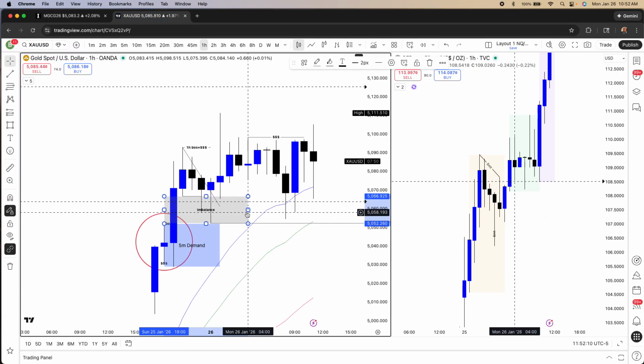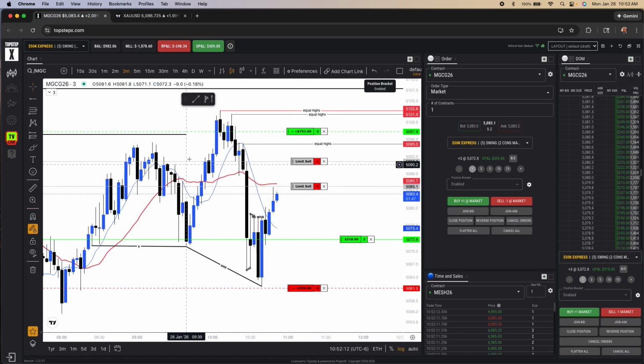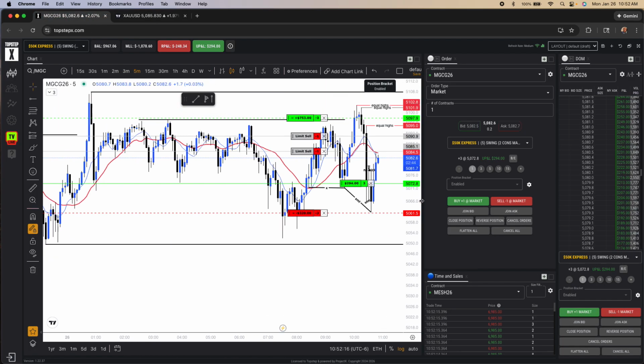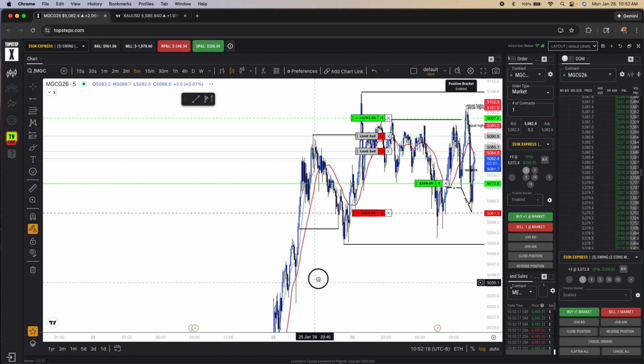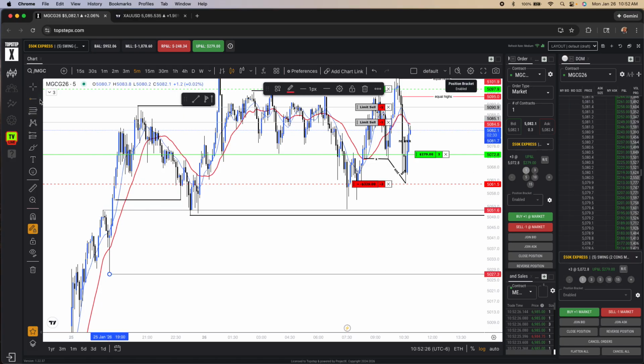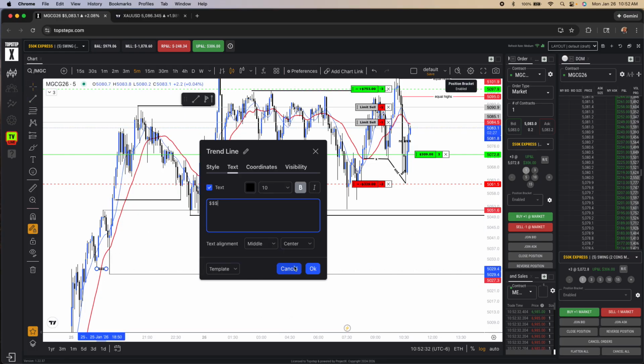So on, what is this? On TopStepX, we came all the way into the zone, but on TradingView we did not. So right here is the zone on TopStep, and you can see we clearly came and tapped into the 5-minute demand. Which made me want to take the trade.